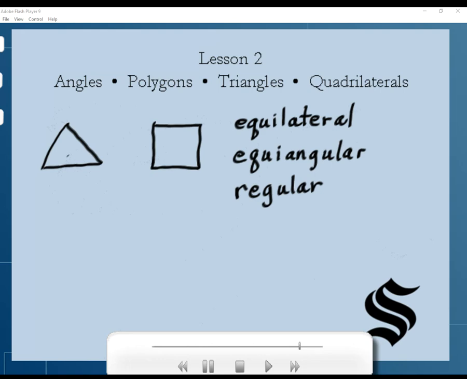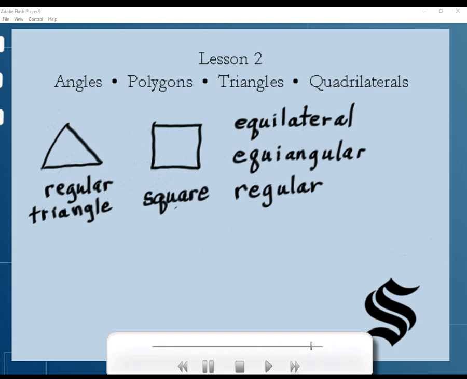This would be a regular triangle because the angles are the same and the sides are the same. This would be equilateral, but also regular. This one would be a regular quadrilateral because the sides are all the same and the angles are all the same. So it's a regular quadrilateral. And we have an even special name for that, and we call that a square.